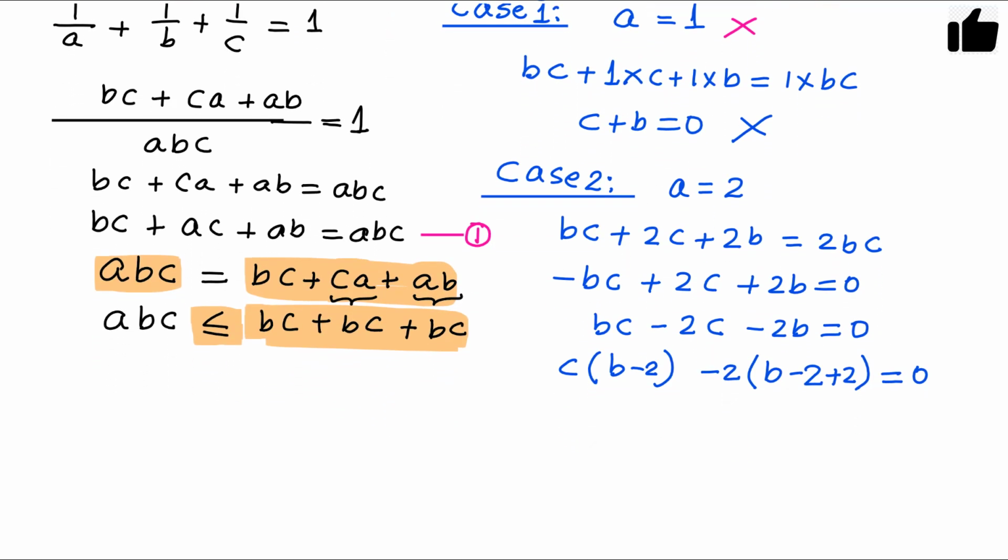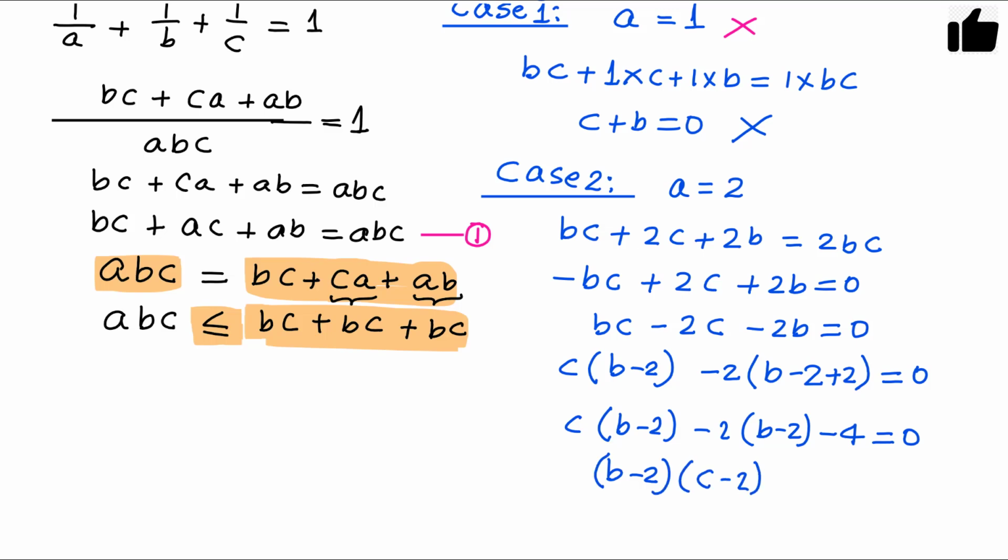So now if you further expand, this is C into B minus 2, minus 2 into B minus 2, and this is minus 4, equals 0. And if you take B minus 2 common, this will be B minus 2 times C minus 2, equals 4.